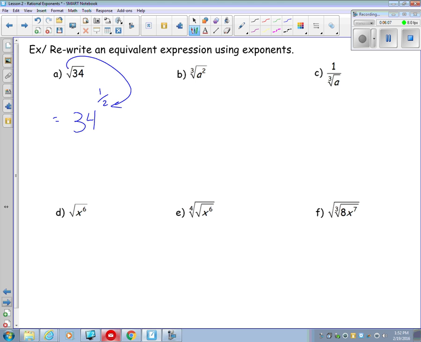Try the next one. The base is an A. There's a root sign, which means it's a fraction. Number on the outside goes on the bottom. Number on the inside goes on the top. So 8 to the 2/3.